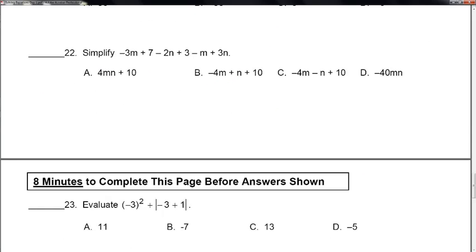I'm going to combine like terms. Notice that I have a negative 3m here and a negative m over here. That makes it negative 4m. I have negative 2n here and a positive 3n here. That gives me positive n. And I finally have 7 plus 3 is 10. That gives me B.